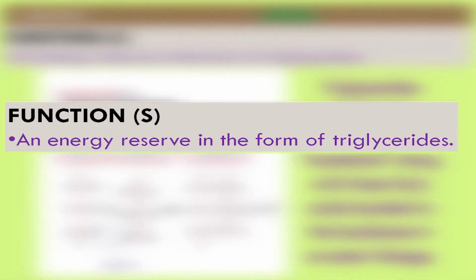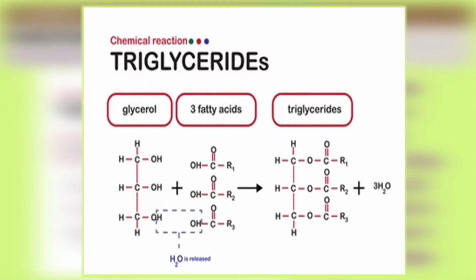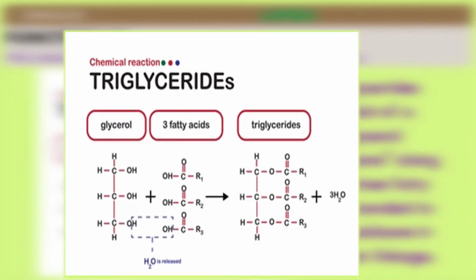Pangalawa, if the carbohydrates are the quick source of energy, ang lipids naman are considered as an energy reserve. Ito ay nagiging energy reserve kapag nasa form of triglycerides or an ester formed from glycerol and three fatty acid groups. Triglycerides or triester of glycerol or triglycerols are the main constituents of natural fats and oils. At ang mataas na concentrations nito sa ating dugo indicate an elevated risk of stroke.